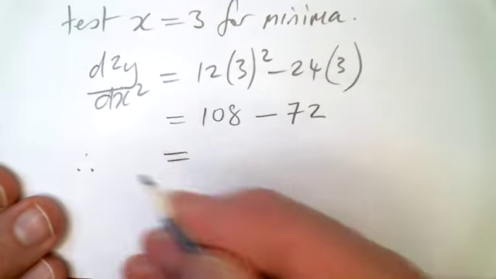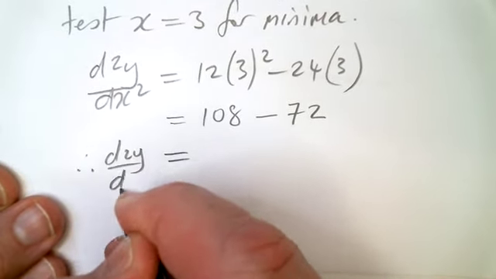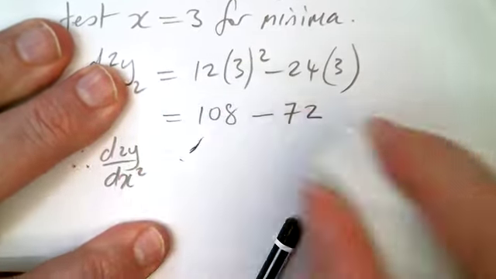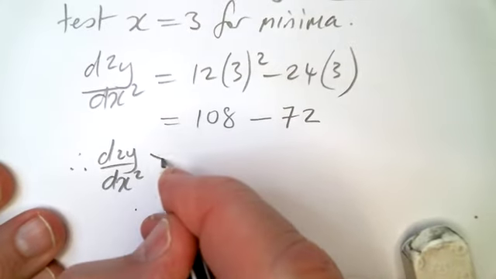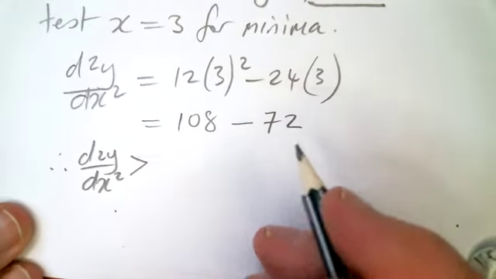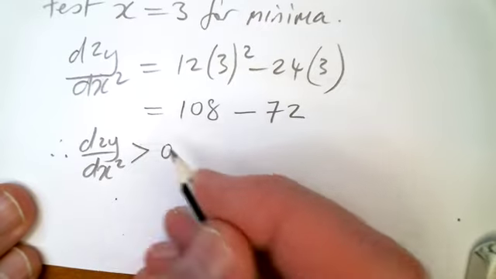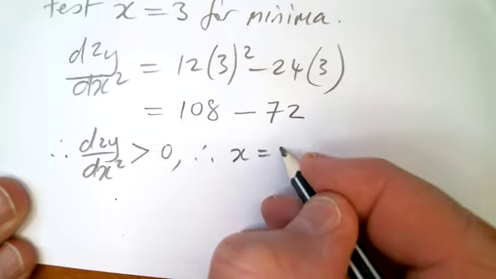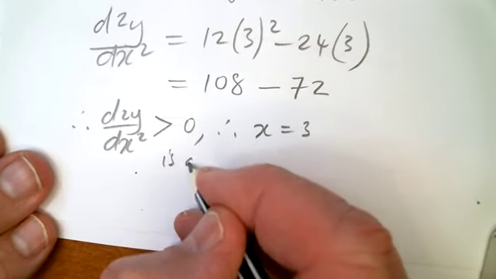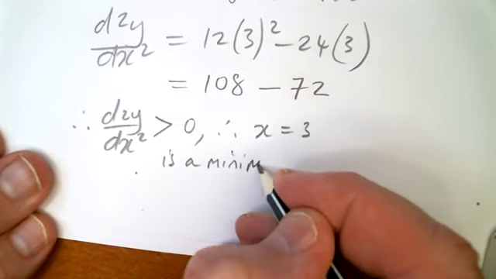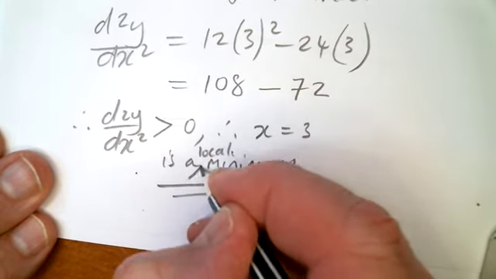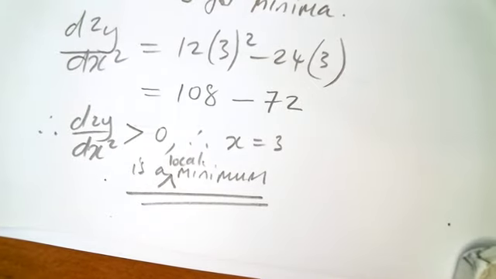So therefore, d squared y over dx squared is greater than 0. You could actually work out what it is, by the way, but I can't be bothered. It's going to be greater than 0. Therefore, x equals 3 is a minimum. Or let's say a local minimum. Let's use the language they use, yeah? Is a local minimum. Now, I don't know if they want you to do anything else here.